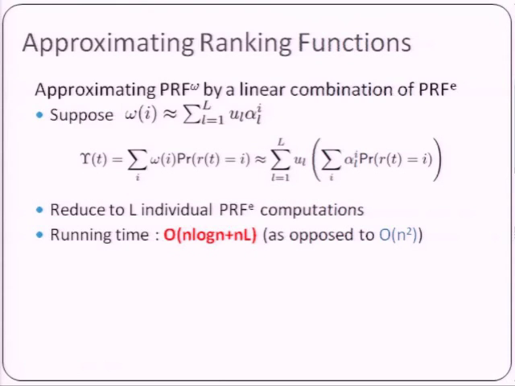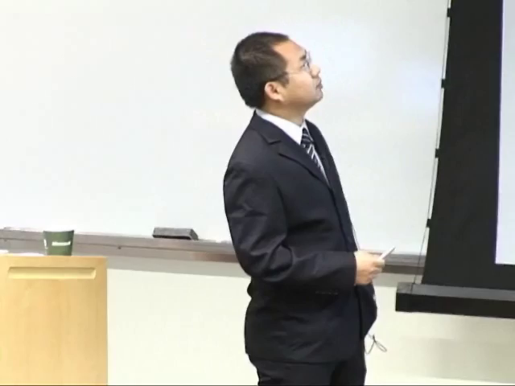Okay. So from the last slide, we know that the PRFE function is particularly easy to evaluate. It can be evaluated in log n time. So presumably, we would like to rank using PRFE. But if the user really wants to rank using a PRFW, we can approximate the PRFW by a linear combination of PRFE.